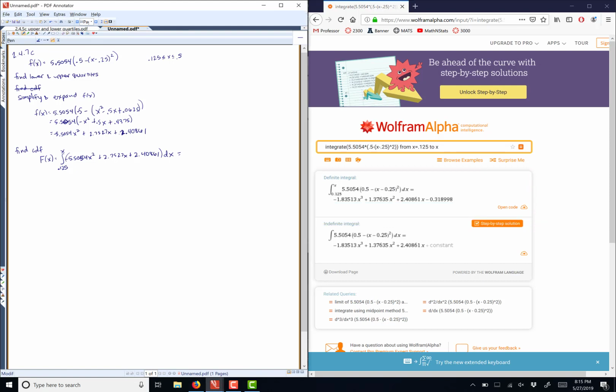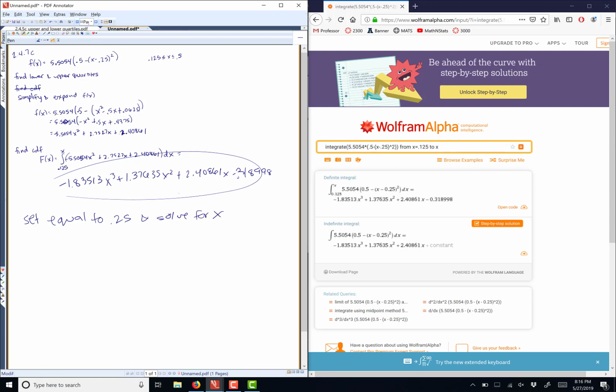So coming back over here, my CDF is equal to negative 1.83513 x cubed plus 1.37635 x squared plus 2.40861x minus 0.318998. Now that is my CDF. Now I need to set that equal to 0.25 because to find your quartile means, what value has 0.25 area to the left? So your CDF tells you area to the left, so we want to set that equal to 0.25 and solve for x.